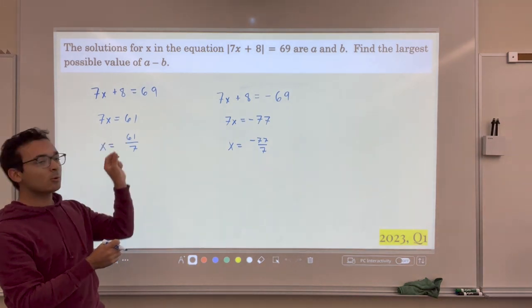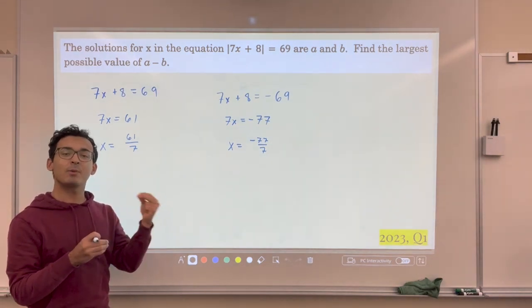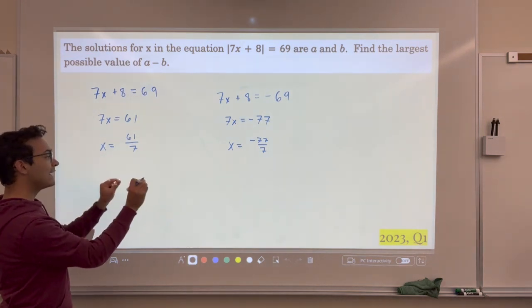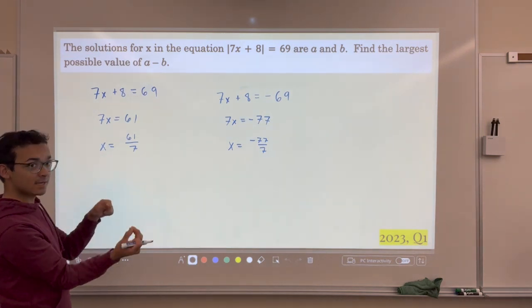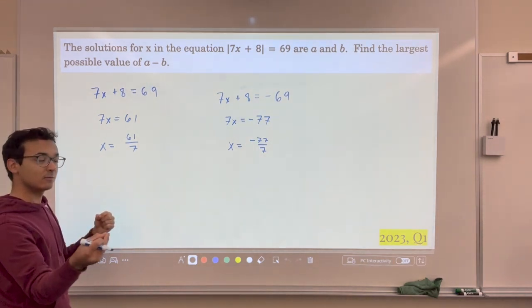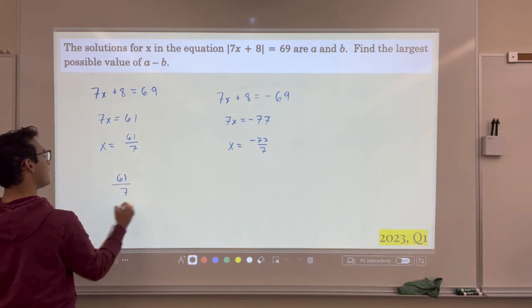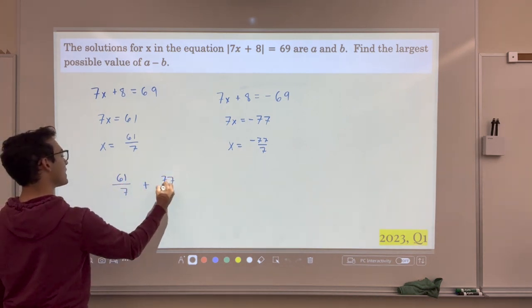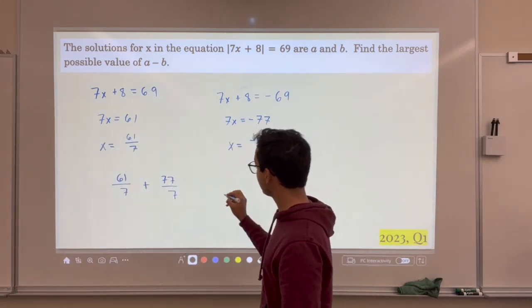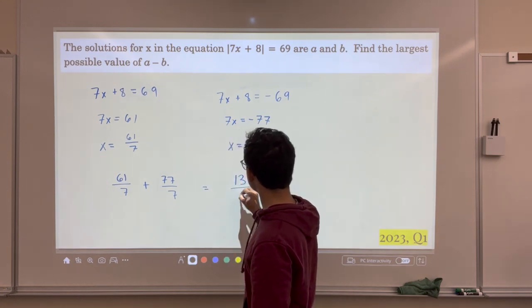Because it's telling us that they want the largest possible value, we want to find the difference that results in a positive value. So in this case we would do 61 over 7 minus negative 77 over 7, which is essentially 61 over 7 plus 77 over 7. So that's what we do. We get 61 over 7 plus 77 over 7. And all we have to do is add the numerators. So 61 plus 77 is equal to 138 over 7.